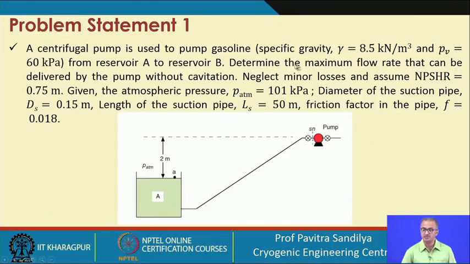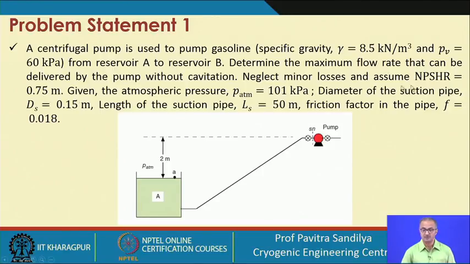We have to determine the maximum flow rate that can be delivered by the pump without cavitation, because we know that cavitation occurs only on the suction side and not on the delivery side generally. So, we are looking only at the suction side. We can neglect the minor losses, and it is given that the required NPSH is 0.75 meter, and we have to figure out then what is the available NPSH.